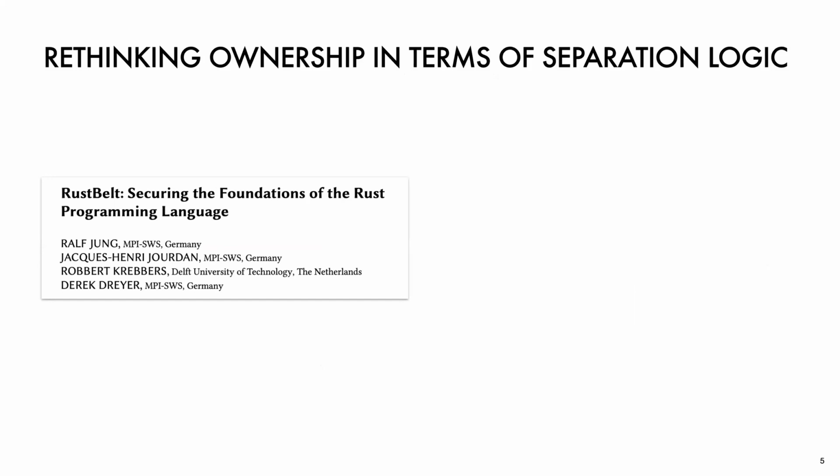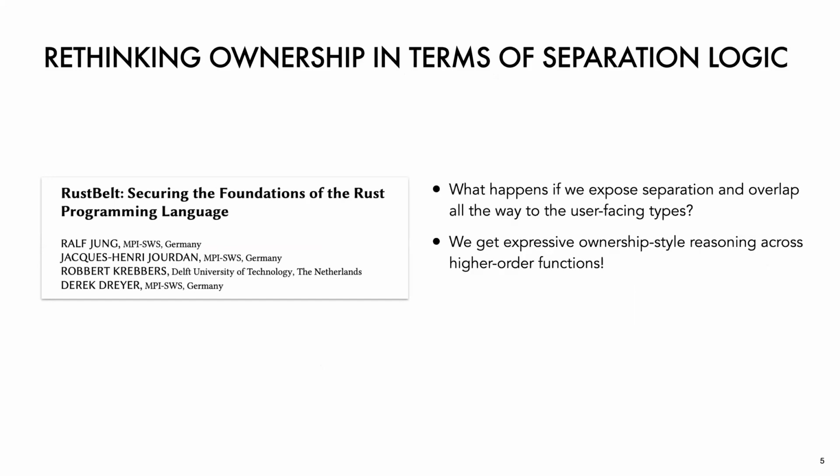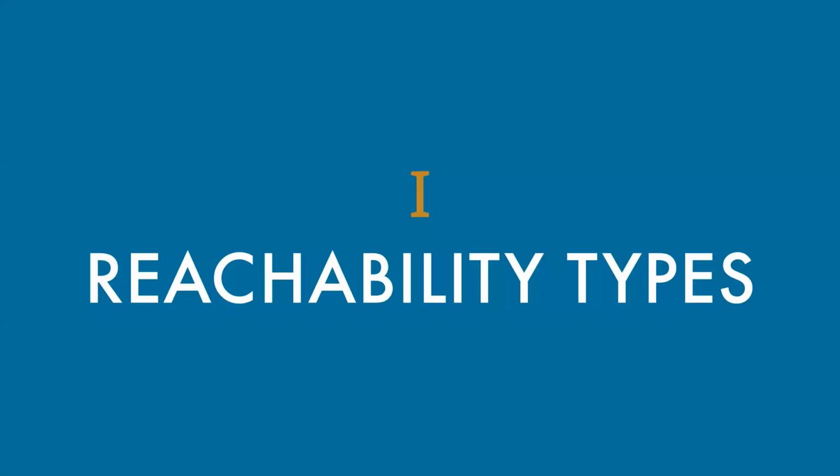Separation logic has been used already for Rust and giving it a formal semantics. And we are taking this a step further, and we ask the question, what happens if we expose separation all the way to the user-facing types? And we get a very interesting and unique point in this design space for ownership style systems, which leads to our first contribution, which is reachability types in the lambda star calculus.